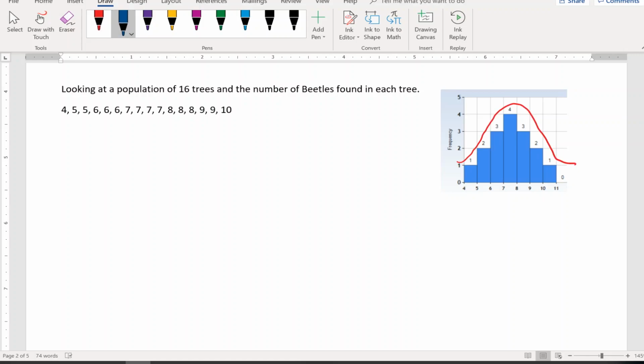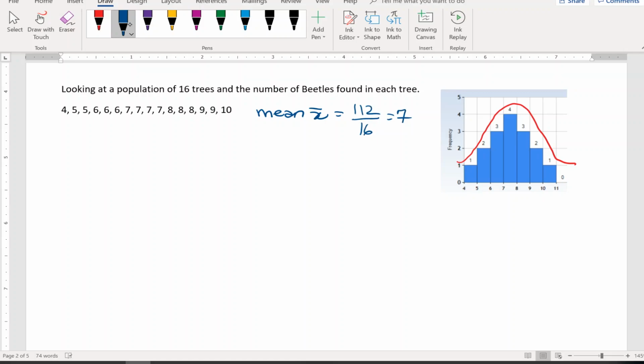So let's find what our standard deviation is and other statistics. Let's start with the mean. This is a sample, so we're going to use this symbol here for that. And the mean, remember, is to sum each of these values and divide by the total number of values. If we add 4 plus 5 plus 5 plus 6 and so on, we should get 112. And we're dividing that by 16. That gives us 7. So our mean is 7.